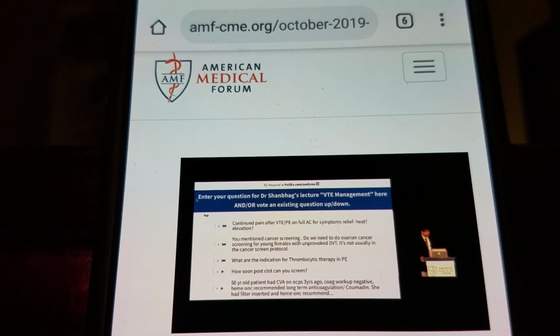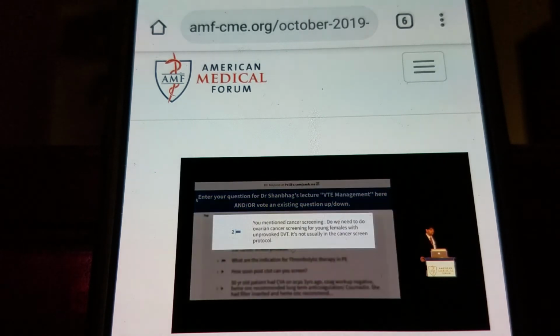Back to some questions about cancer screening. If you have a young woman who has an unprovoked VTE, is there any benefit of considering screening for ovarian cancer? If you look at the overwhelming body of literature in younger patients, the answer is no. You're very unlikely to find cancer in somebody who doesn't necessarily have a high risk.